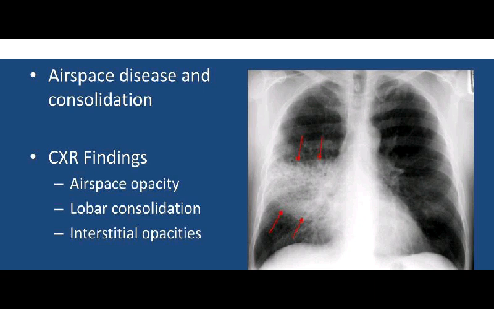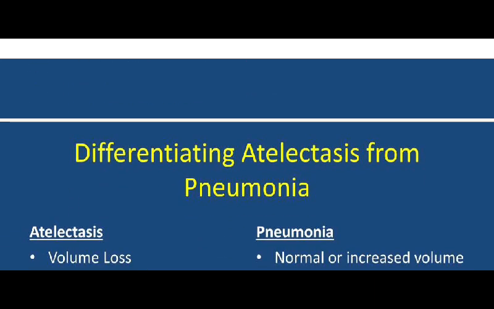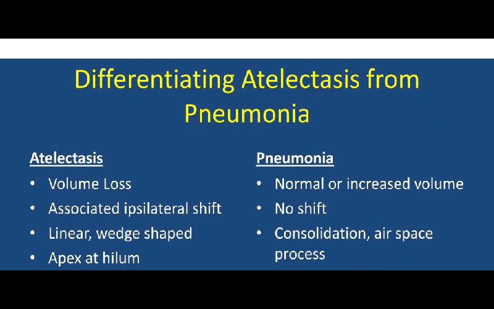When we talk about lobar consolidation, that is the consolidation that is specific to a particular lobe, which is the middle lobe here. Then you can also see the interstitial opacity, that is, the interstitium of the lungs is appearing opaque. You can see it in the diagram there, the arrow depicting the middle lobe consolidation. Now, differentiating between atelectasis and pneumonia.